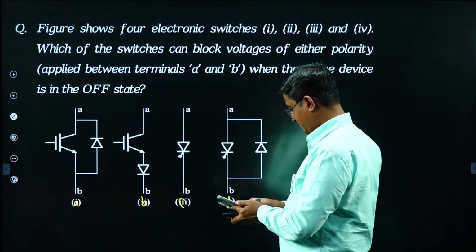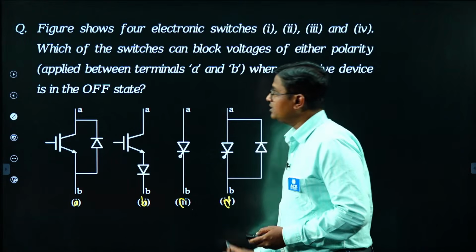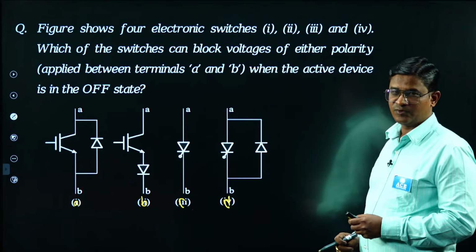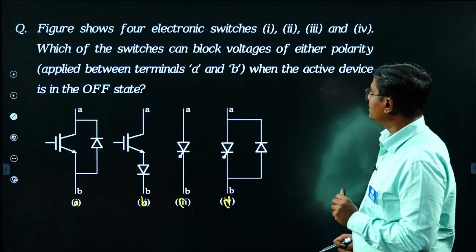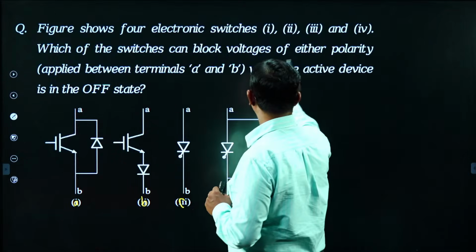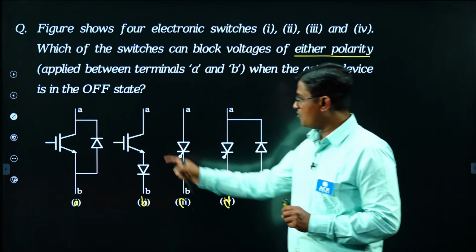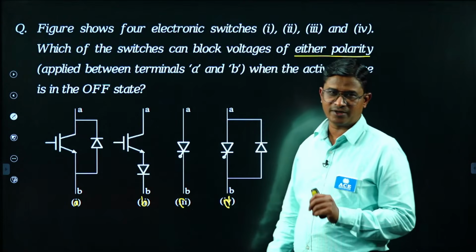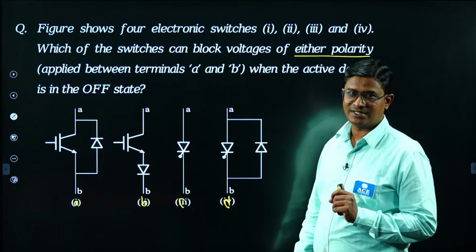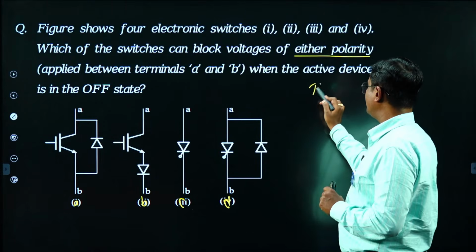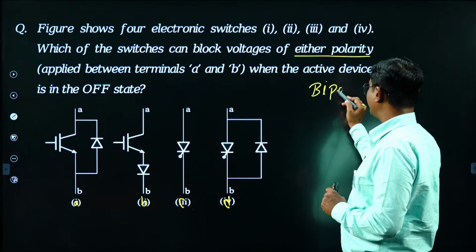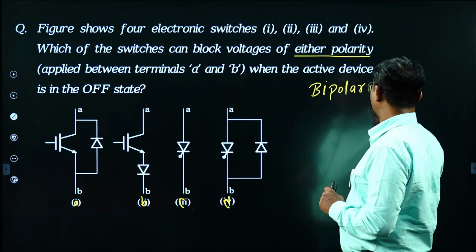Okay, let us discuss. From this given question, what are they asking? The switch is required to block voltages of either polarity. Voltages of either polarity means forward voltage as well as reverse voltage blocking, which means a bipolar device. Out of these 4, which are the bipolar switches they are asking?